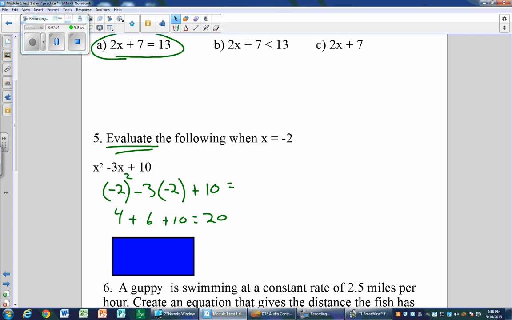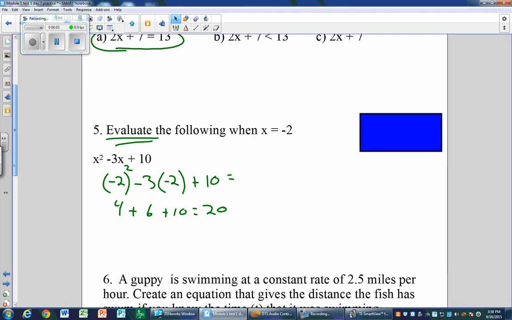Is it really 20? Yes. -2 times -2 is 4. And then -3 times -2 is +6. So it's +6 and then +10 at the end. We get an answer of 20.